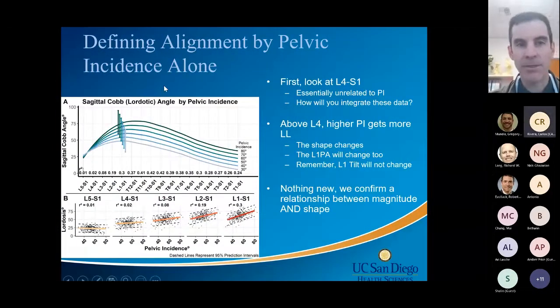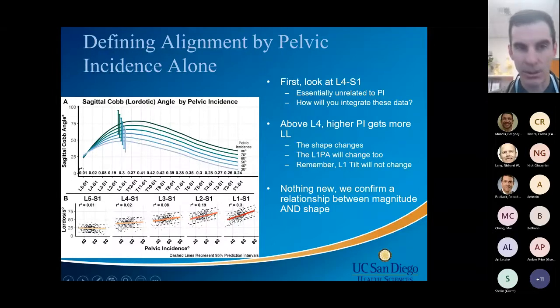So now if we're defining alignment by pelvic incidence alone, some other things to look at that sort of poke holes in some of the concepts that we say all the time. There's no relationship between lordosis at L5S1 and pelvic incidence. It's a flat line. The average is 25, with about a 10-degree interval around it. So 15 to 35.